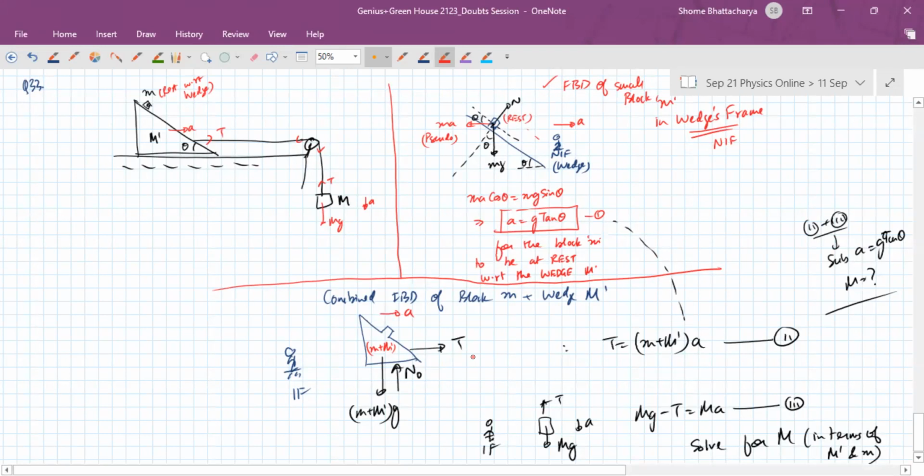So you can also understand this intuitively. Na? As the triangular wedge is moving with an acceleration A, the block that is placed on it, it will experience a backward force, na? Because it's in the non-inertial frame. So if that backward force is strong enough, it will have a component mA cos theta, which is capable of balancing the mg sin theta component. Na? So that's the condition for it not to slide down the incline.